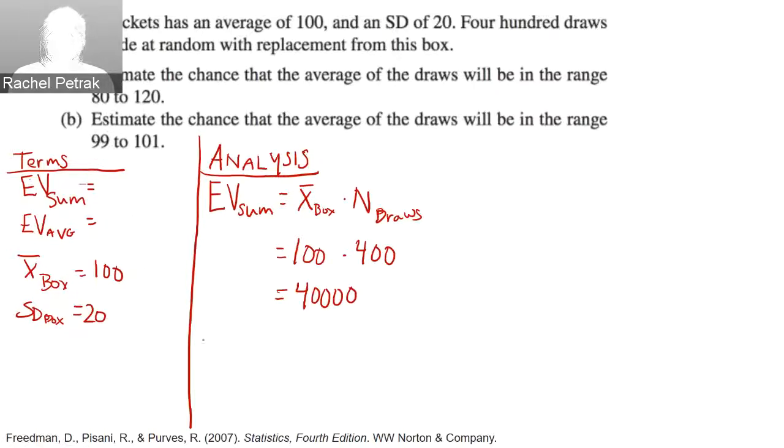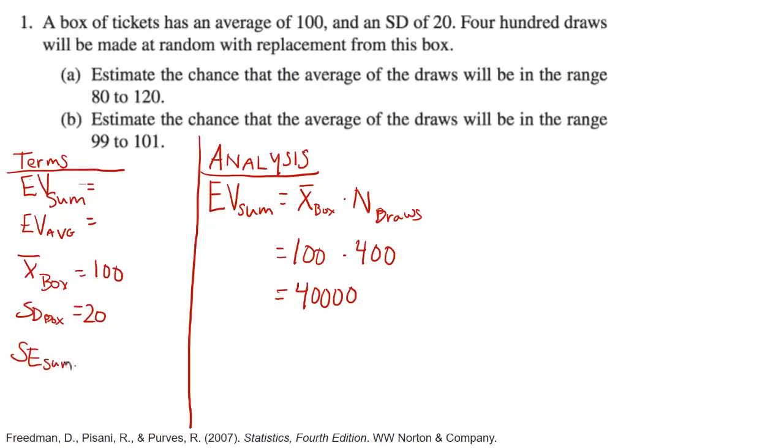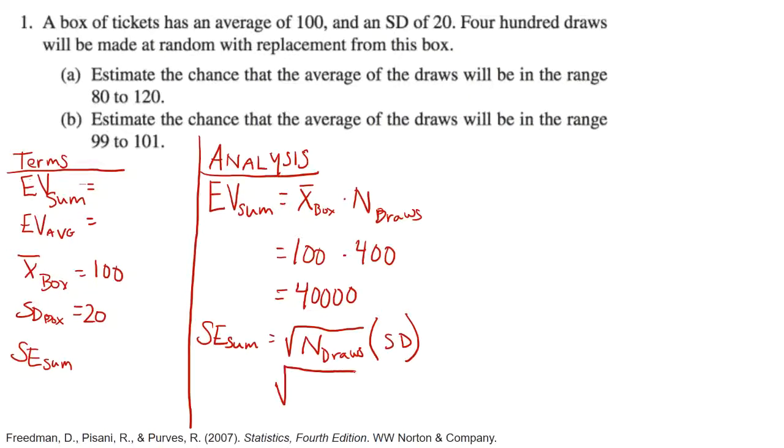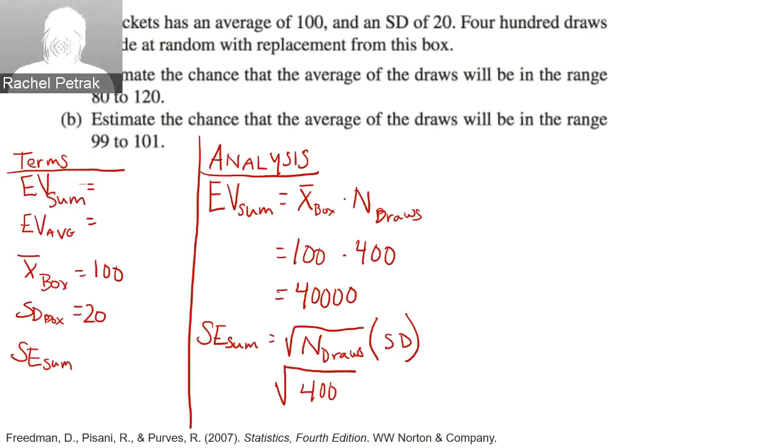Standard error. Let's get our standard error. The square root of the number of draws times the standard deviation. The number of draws is 400. Our standard deviation is 20. So we end up with a standard error for the sum here of 400.